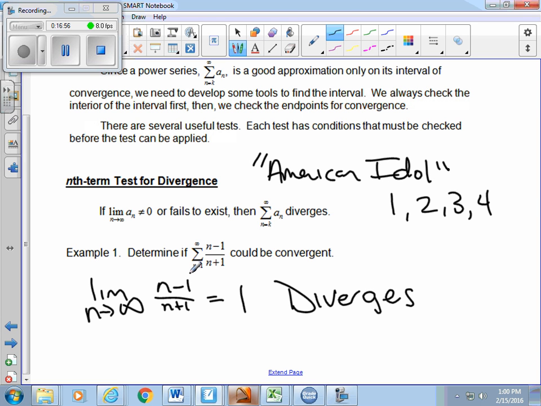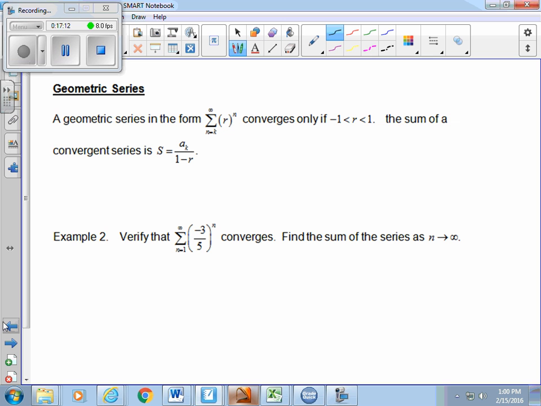If that limit is anything besides 0, it can't converge. So that's called the nth term test. Again, it just gets rid of the really bad ones. The next one is the geometric series test.